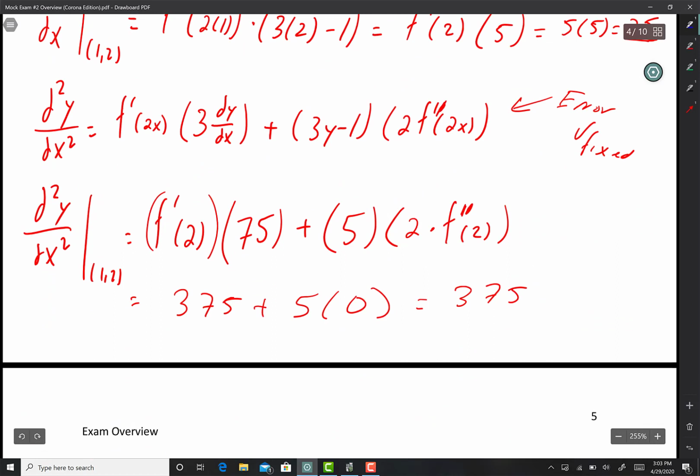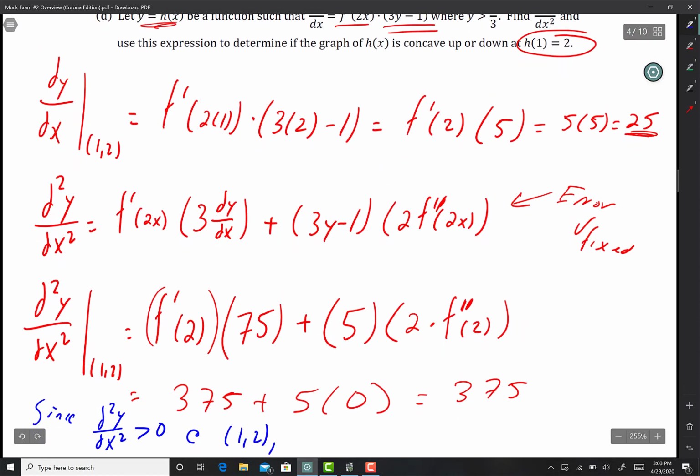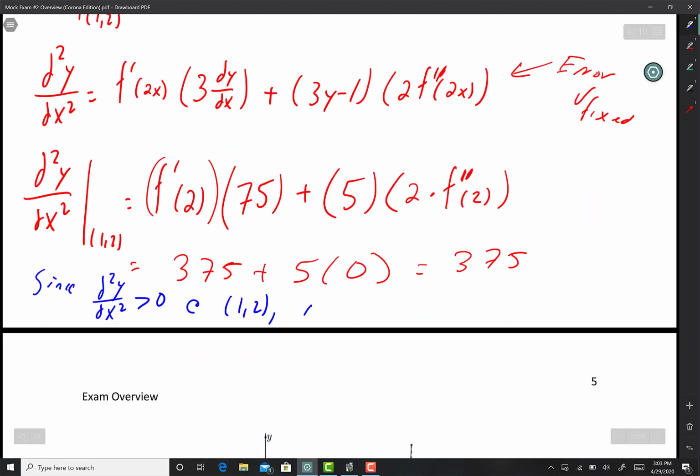So since the second derivative is positive at (1, 2), concave up at that specific coordinate.